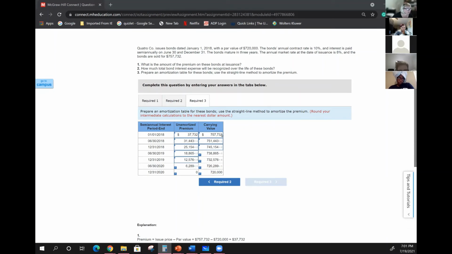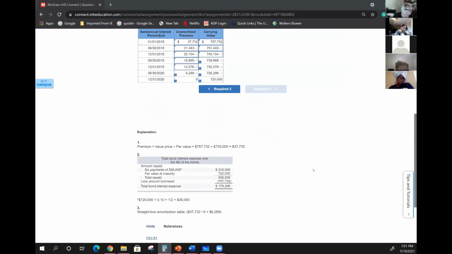The carrying value is going to reduce because remember, we're starting high because it's a premium. So instead of adding and building up to the face value, now we're going to be deducting and going down to the face value of 720,000.